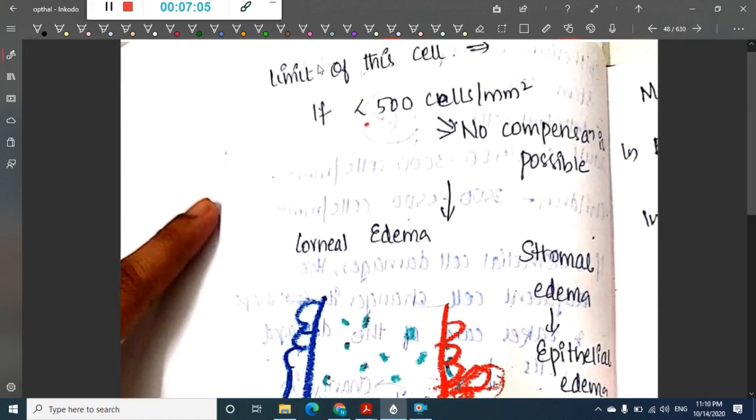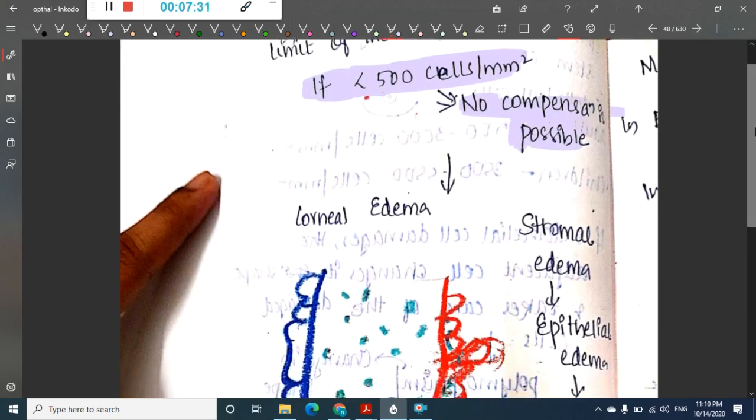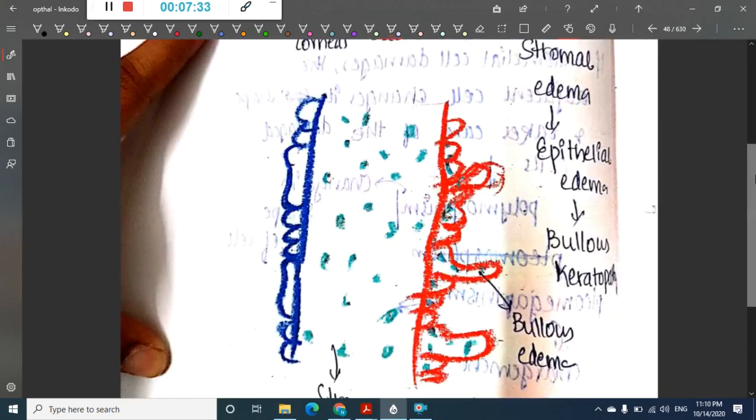Then what is the limit of this polymorphism? For compensation, if there are less than 500 cells per millimeter cube, then no compensation is possible. Okay, no compensation is possible if there are less than 500 cells per millimeter cube. This will lead to corneal edema.